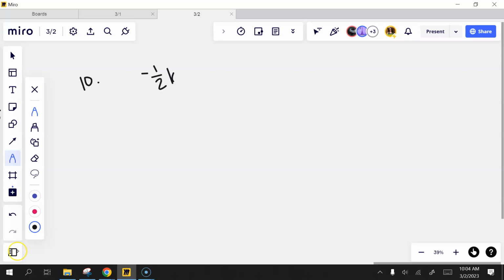Negative 1/2 k cubed plus 3/4 k to the 5th. What's it say? Write in standard form. Is it in standard form? No. What does it need to be in standard form? Flopped around. That's the biggest exponent down to the smallest. That's all you had to do for that. You didn't have to do anything else. It just said write in standard form.